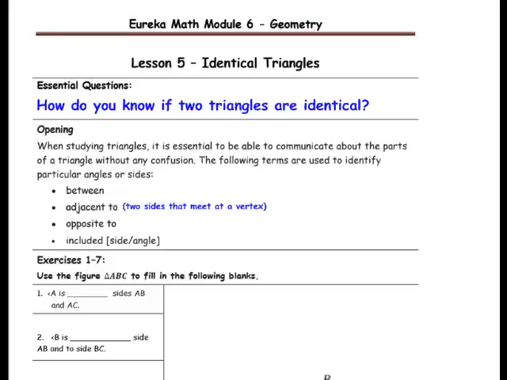Pause the video and copy the essential question. How do you know if two triangles are identical?